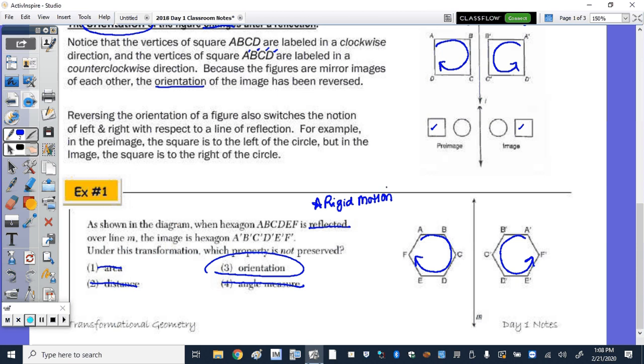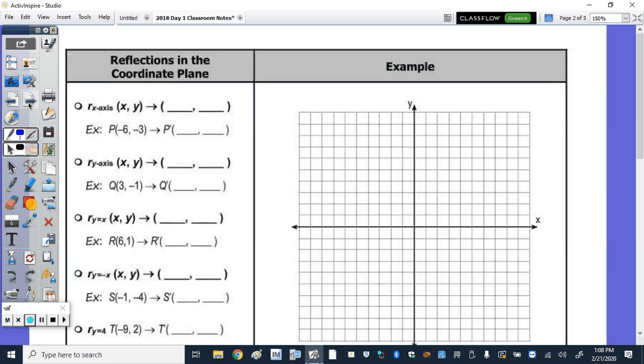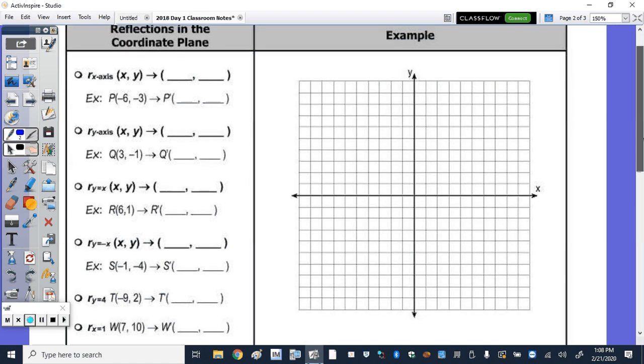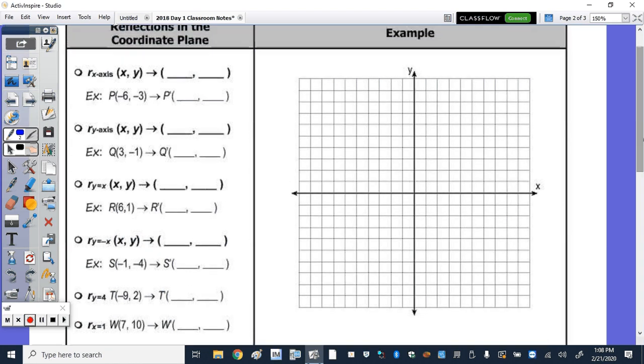So now we're going to plot some points in the coordinate plane. So why don't we take a moment, and I'm going to plot all the points up here, and you plot the points on your paper, and then we'll come back together. So go ahead and plot your points.